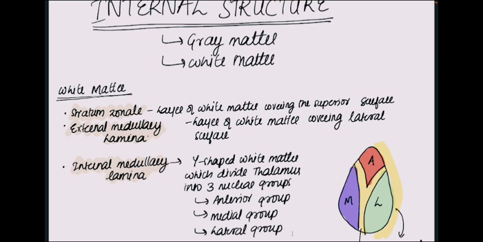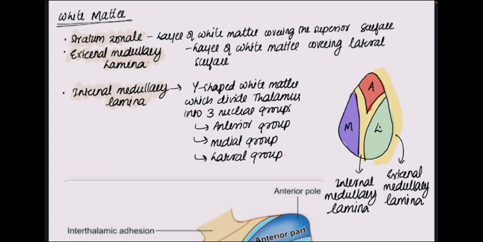The external medullary lamina, as mentioned before, covers the lateral surface of the thalamus. The internal medullary lamina, on the other hand, is Y-shaped white matter and divides the thalamus into three nuclear groups. In the figure, we can see that the internal medullary lamina is a Y-shaped white matter, and it divides the thalamus into three nuclear groups. They are the anterior group, the medial group, as well as the lateral group.